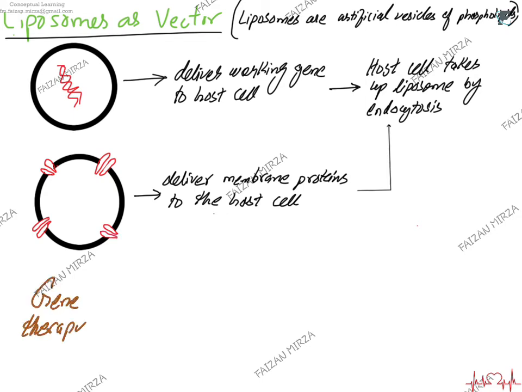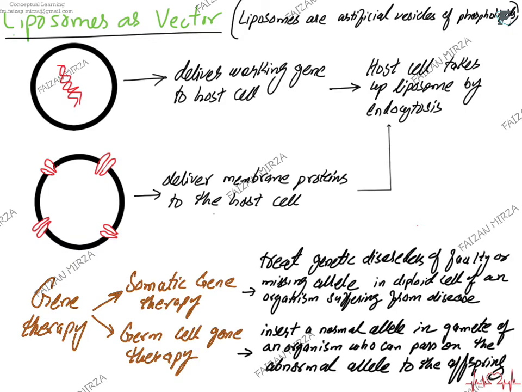Gene therapy, which is applied in medicine, is done in two main areas: somatic gene therapy or germ cell gene therapy. Somatic gene therapy aims at treating genetic disorders caused by a faulty or missing allele in a diploid cell of an organism suffering from the disease.